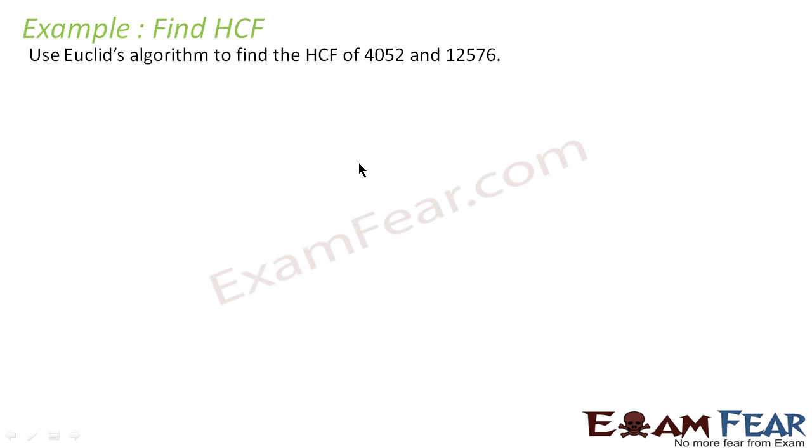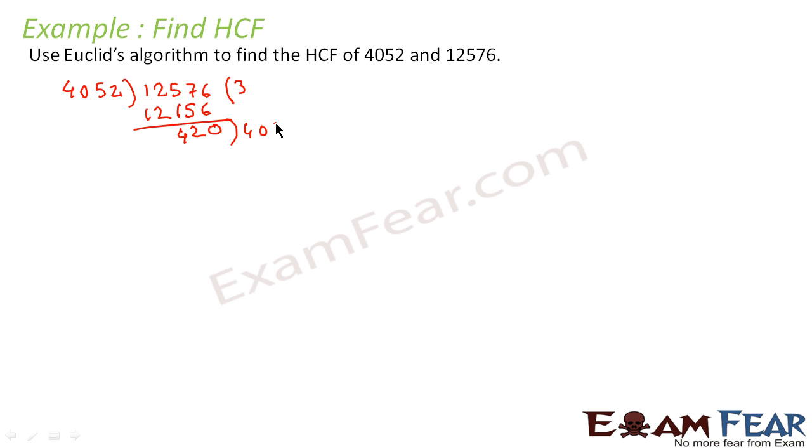We'll take one more example. We have to find the HCF of 4052 and 12576 using the algorithm. Let me first use my shortcut way. 4052 divides 12576. 3 into 4052 is 12156. If you subtract, the remainder becomes 420.